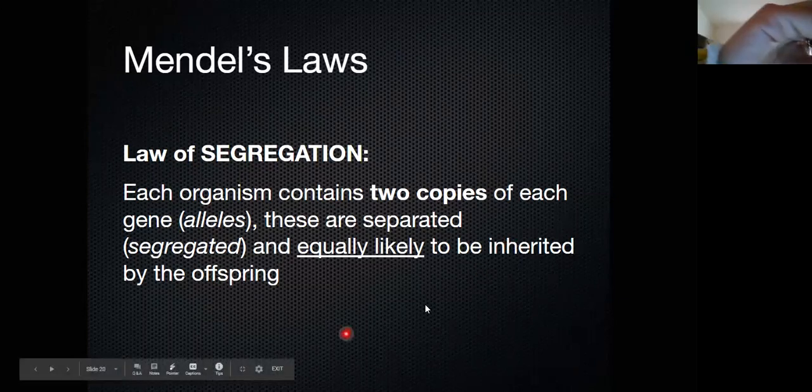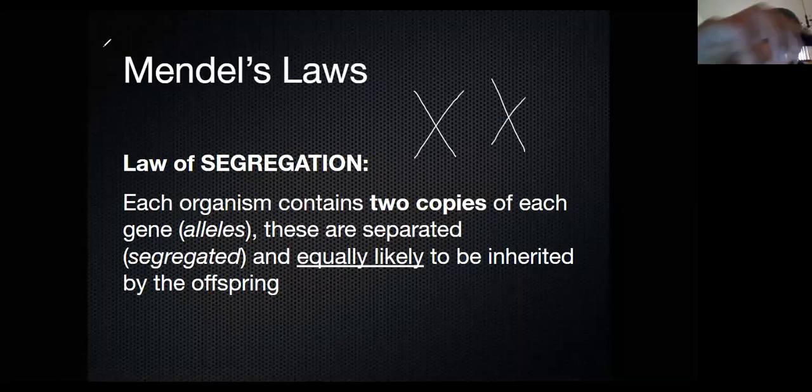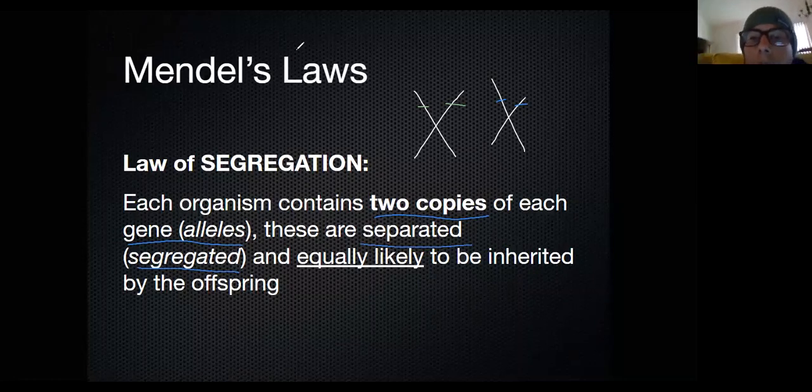Gene, right, we saw that you have a homologous pair, two homologous chromosomes, and on them you are going to have alleles, but they're the same gene, right? So two copies of each gene, or alleles, and these are separated and equally likely to be inherited, right? So when I go through meiosis, all this means is segregated, meaning separated.